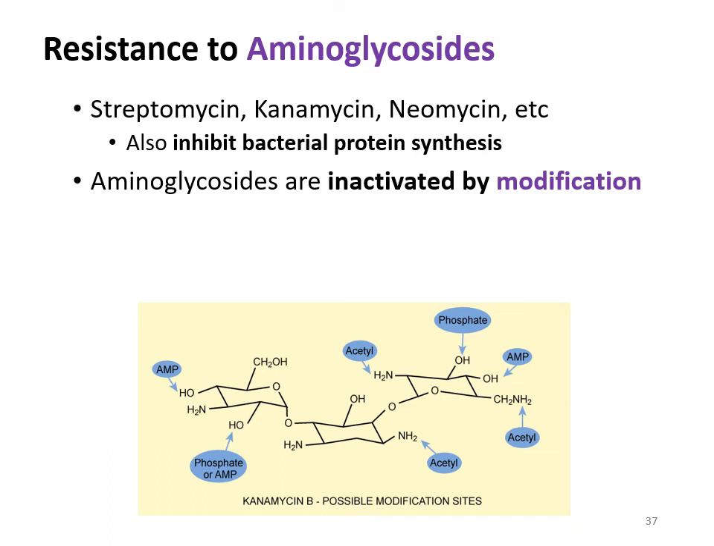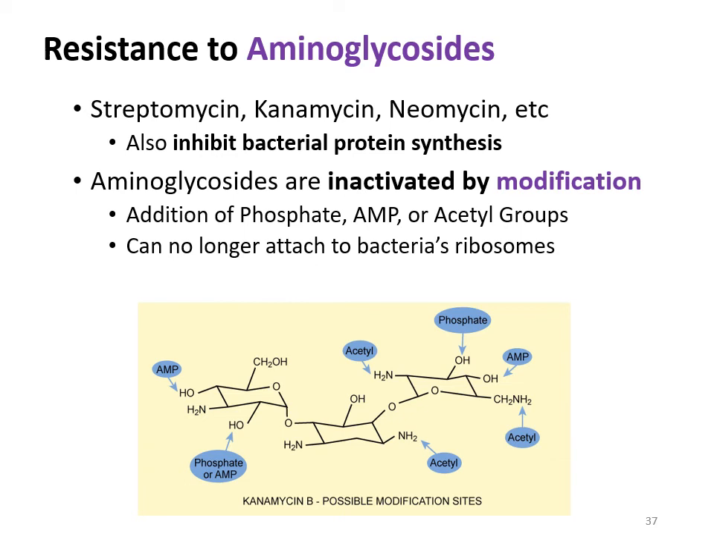Okay, so whenever you hear aminoglycosides, think resistance by modifying those binding groups. Okay, modifying the binding groups. And this can include, again, addition of phosphate, AMP, or acetyl groups, so that the antibiotic can no longer attach to the bacteria's ribosome.